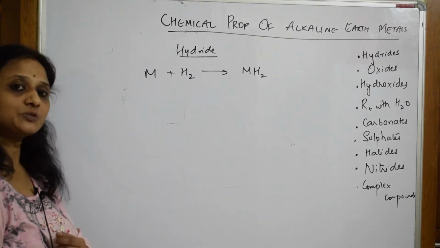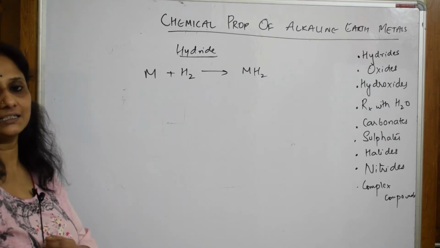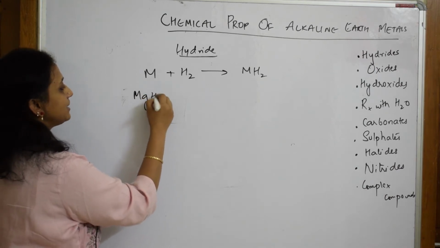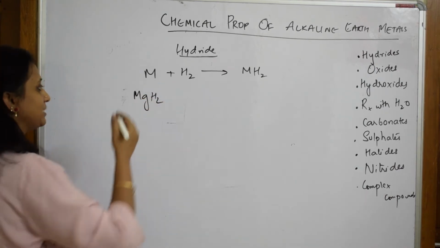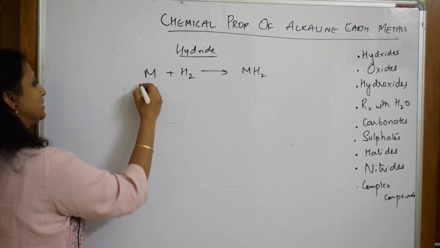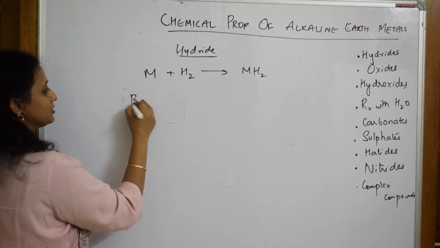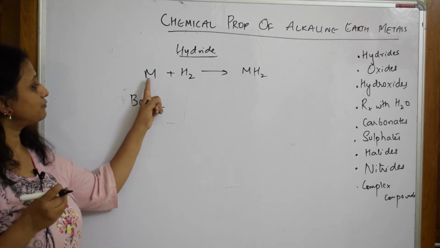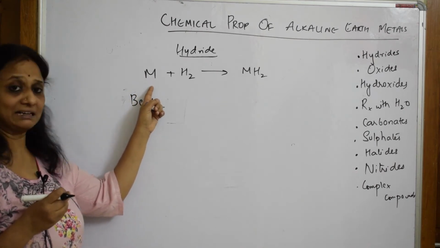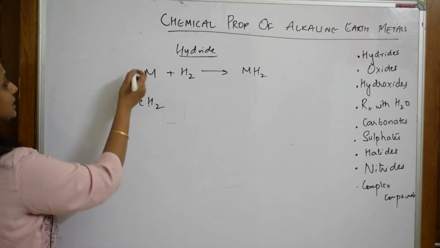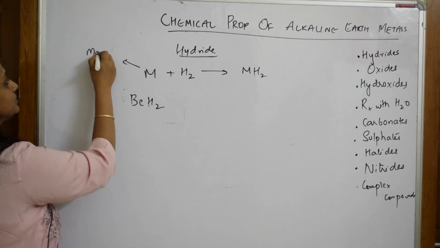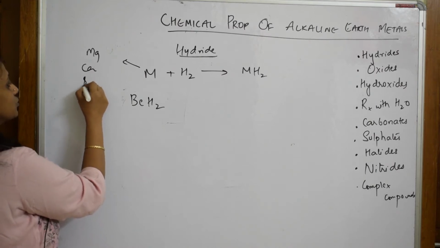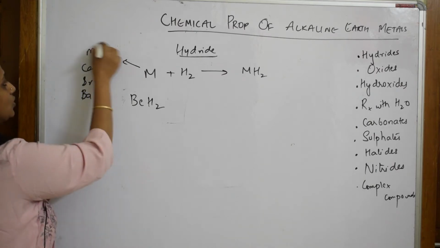So when I have to speak about all the elements of the alkaline earth metals, suppose I start from the first, beryllium hydride, because that is the first element. Let me explain about this. Basically, this formation, metal plus hydrogen, is possible with magnesium, calcium, strontium and barium, right? All these will combine.